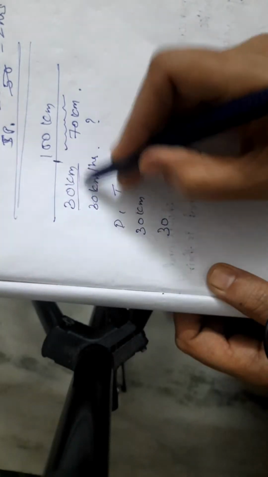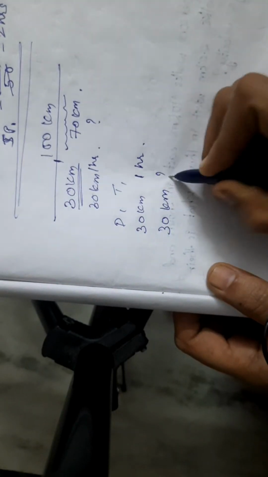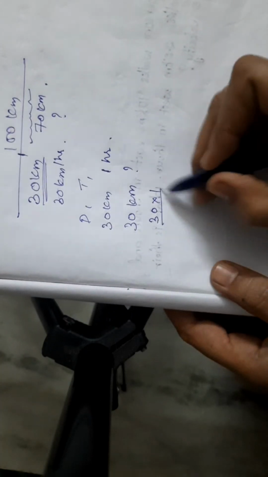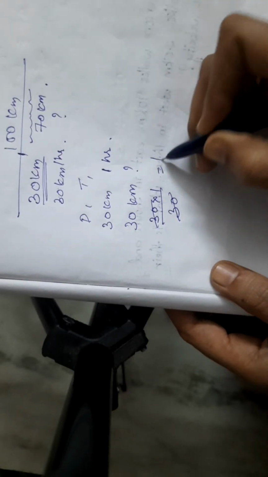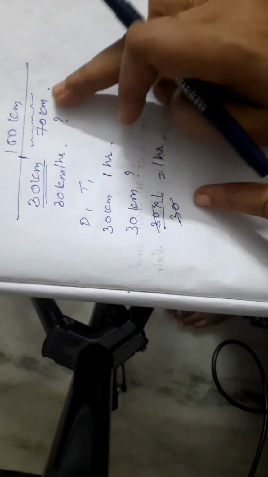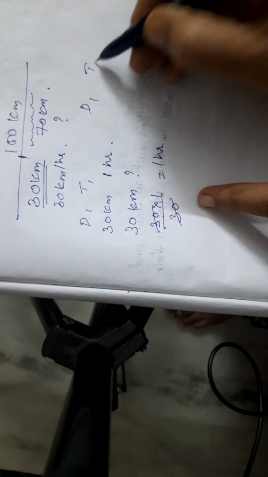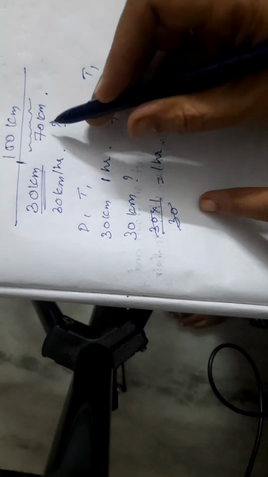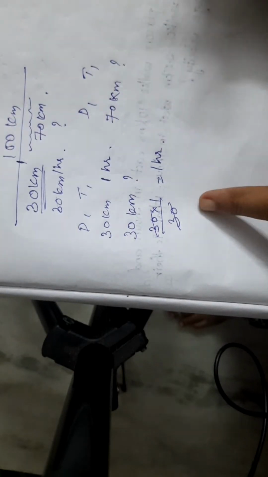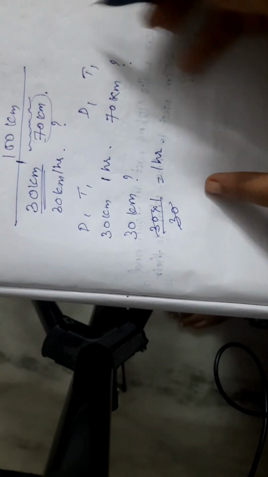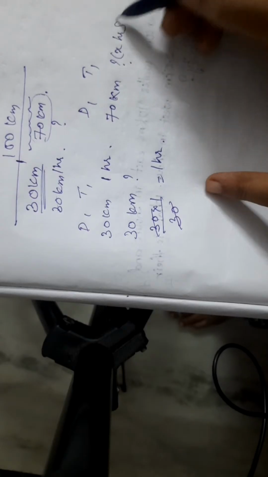So 30 kilometer is traveled in how much time? We'll have cross multiplication. 30 multiplied by 1 divided by 30. Thus the time taken is 1 hour. Now for the second half, we know distance but time is unknown to us. So here D1, T1. So here 70 kilometer, how much time will it take? To cover 70 kilometer, what is the time taken? So let us consider this to be x hours.